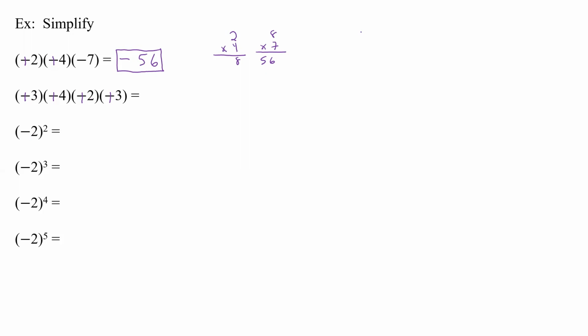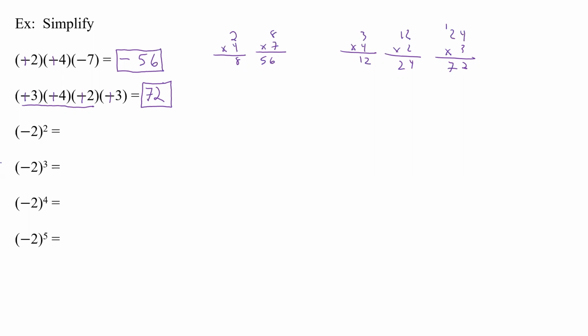So let's do some work over here. So we'll have 3 times 4. Well, that's 12. Then we have 12 times 2. Well, that's going to be a 4. That's going to be a 2. So that's 24. So we've done that much so far. Now we have to take that times 3. So 3 times 4 is 12. Carry 1. 2 times 3 is 6. Plus 1 is 7. And so this becomes 72. And again, it's positive because we have an even number of negatives.